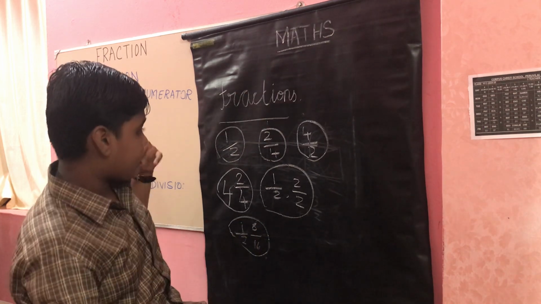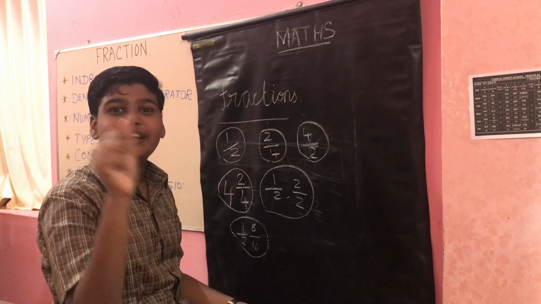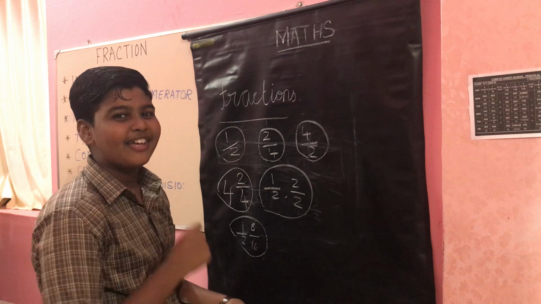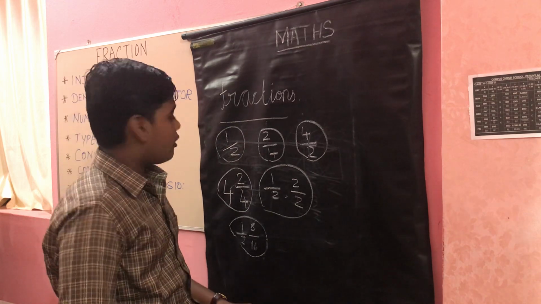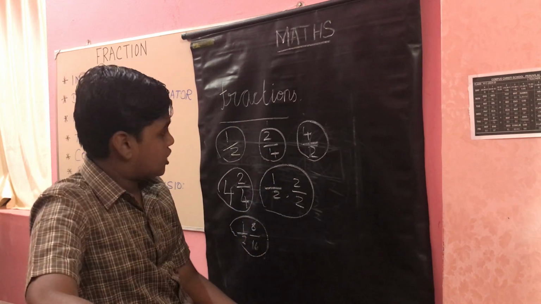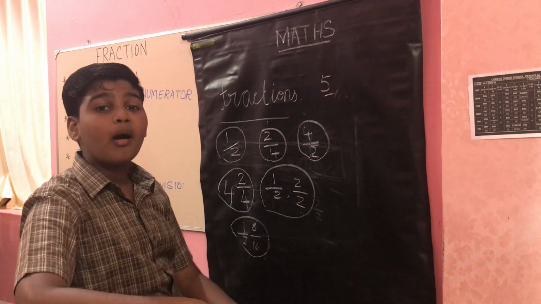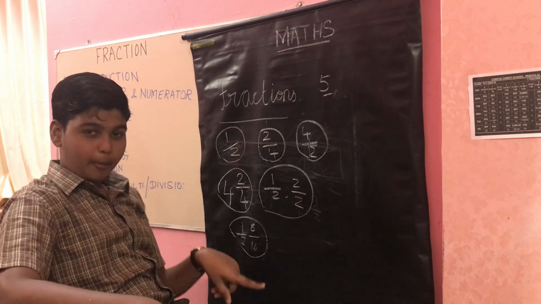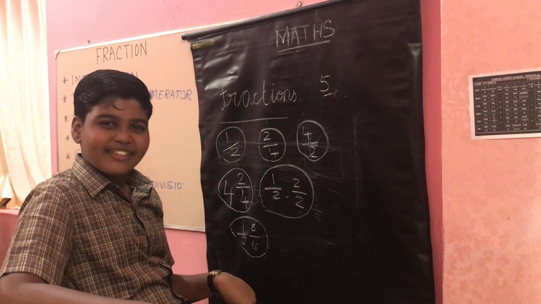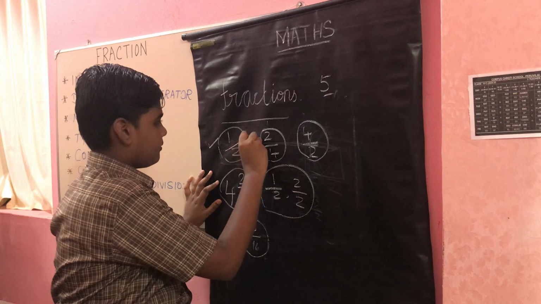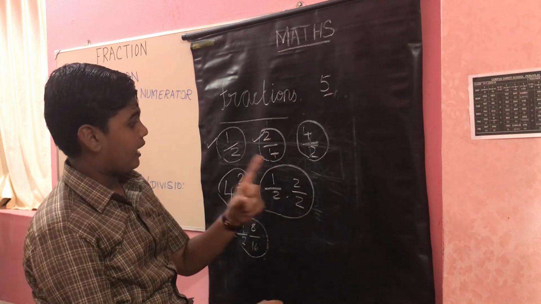Okay. So here I have represented 5 types of fractions. Okay, now let's learn. There are actually 5 types of fractions, right? The first one is proper fraction. Can you identify proper fraction in this? These two are the proper fractions. These two, 1 by 2 and 2 by 4.